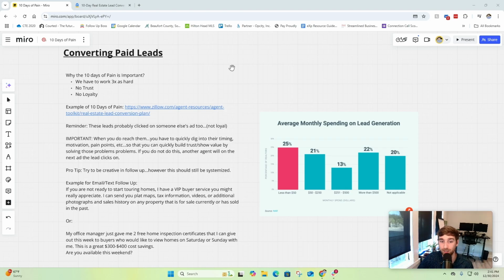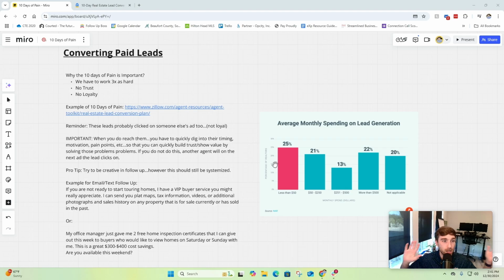And as a matter of fact, you can see there are many, many agents that do spend money on lead generation, some less than $50, but quite a bit more than $500 on online lead generation. And so one thing across the board, whether it's a PPC lead or a Zillow lead or another referral based lead, is that you can convert more if you initiate and implement the 10 days of pain. And so what is the 10 days of pain?